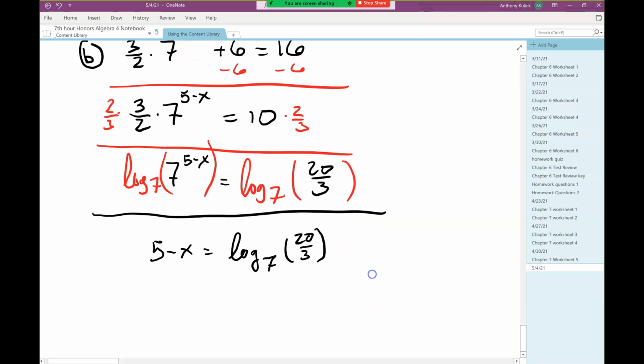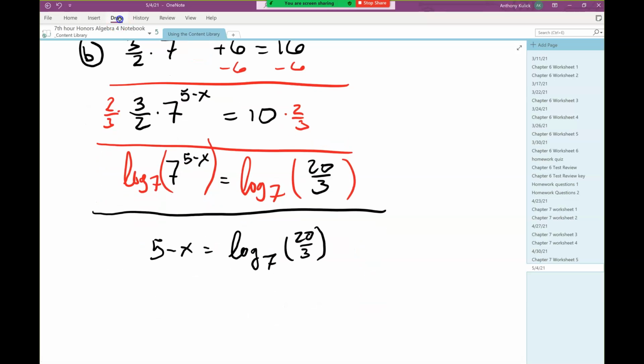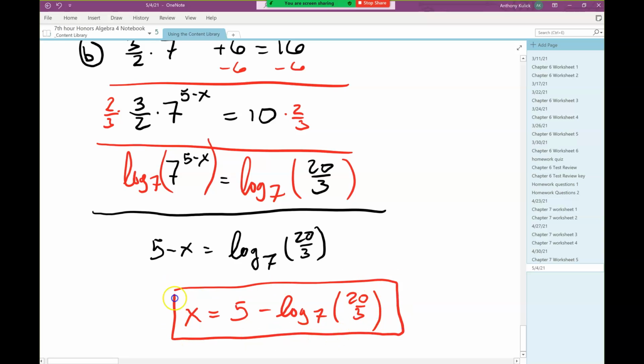So my last step would be to subtract 5 and then divide by -1, right? Everybody agree? So when I do that, this is how I would write my exact answer. After I subtract the 5 over and then divide by -1, the dividing by -1 switched the signs. That's why the 5 is positive now and the logarithm's negative. Everybody can see that?